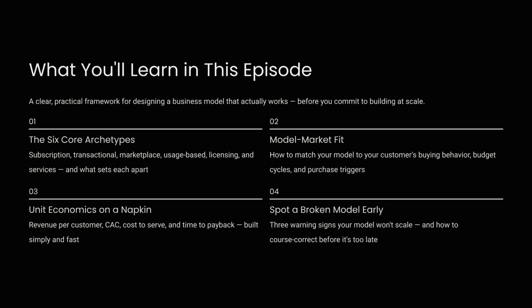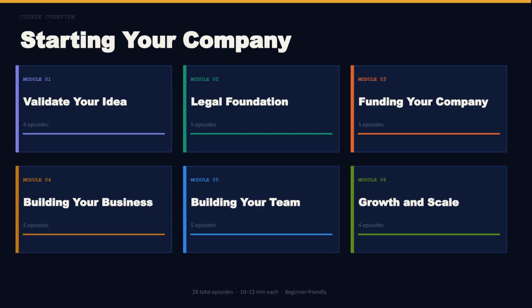In this episode, we'll establish a practical framework for designing a business model that works before you commit to scaling. We will explore 4 key areas: the 6 core archetypes, model market fit, unit economics, and spotting a broken model early. This video is part of a series on starting your company.